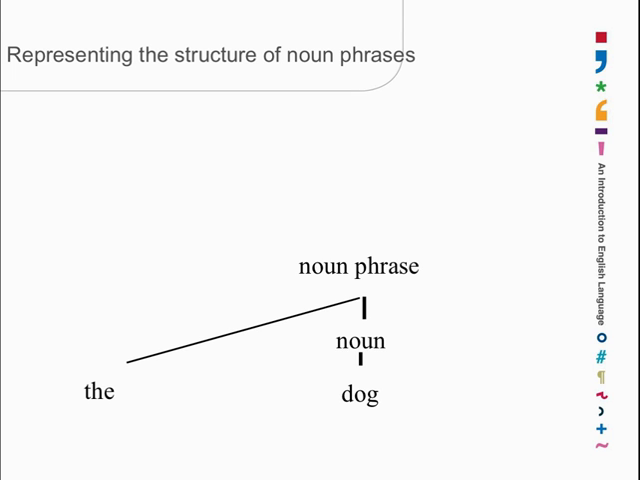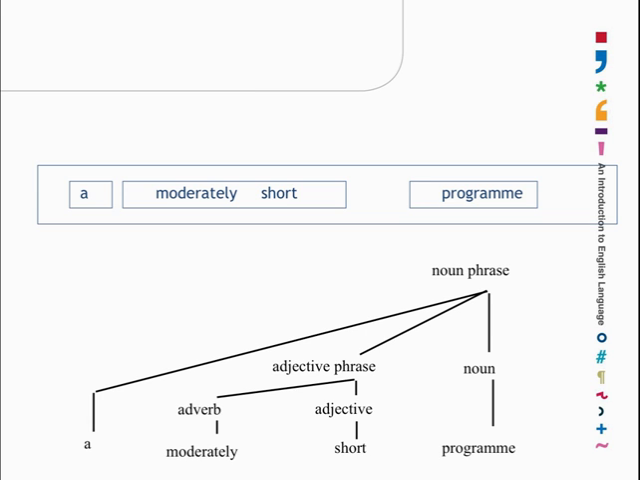Well, we can go back to our old friend the tree diagram, and here's a tree diagram. Dog is the head, it's a noun, therefore it's the head of a noun phrase. And out on the left there's a modifier, and we haven't got a label for that yet. We will soon. What about something much bigger? Here's a little box diagram at the top. It tells us that a moderately short program is the head, and "the" and "moderately short" are both modifiers.